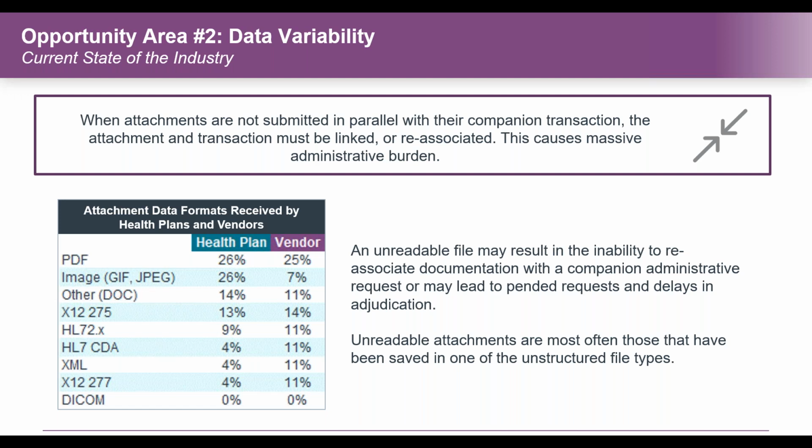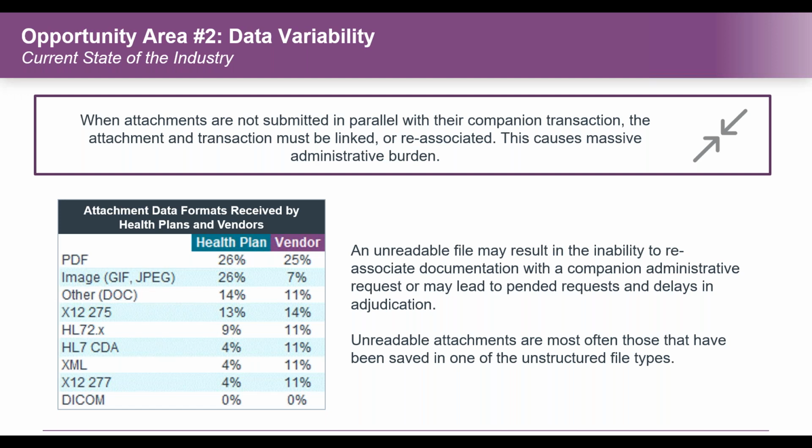So in relation to the first challenge of reassociation, when attachments are not submitted in parallel with their companion transaction, for example, a claim with a claim attachment or a prior authorization with a prior authorization attachment, there are problems with the transactions getting linked or being reassociated, especially in the case of a solicited attachment workflow. So given the scale of inbound attachment operations for health plans, matching an attachment to the correct administrative transaction can present a particular challenge. Also, while many transactions are now automated, most attachments still today arrive as paper documents, meaning matching processes often require some level of human intervention.